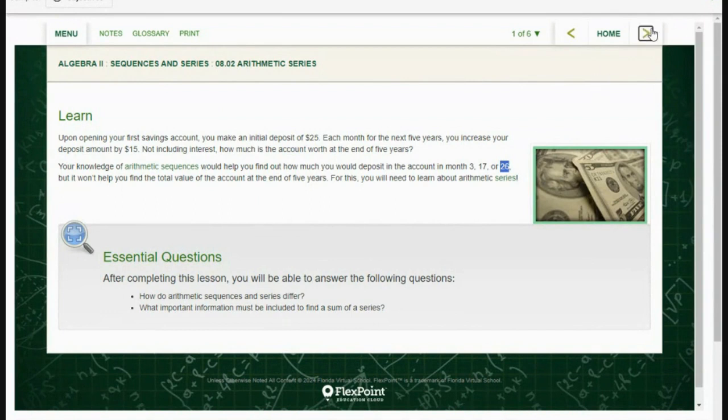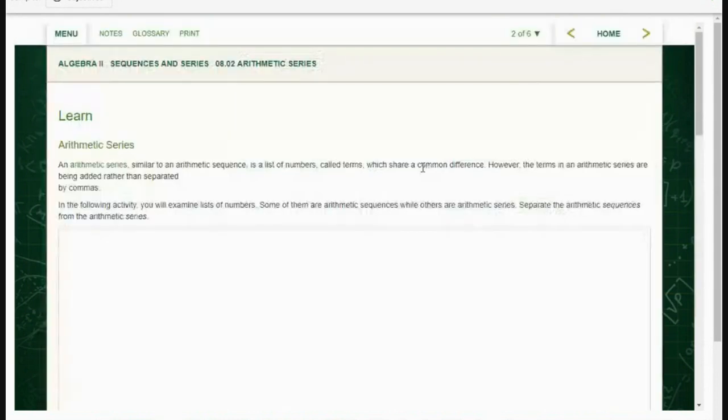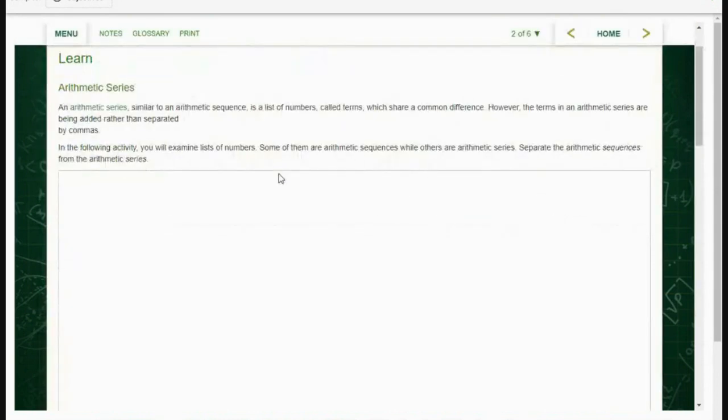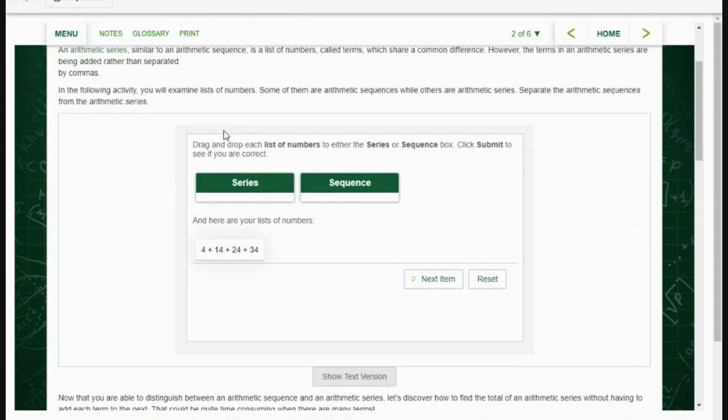So let's take a look at arithmetic series. Yeah, it's very similar to a sequence. It's a list of numbers which share a common difference. So the list is going to look like a sequence. In fact, it is a sequence. But a series is adding that sequence up. So it's going to be separated by a plus sign rather than by commas.